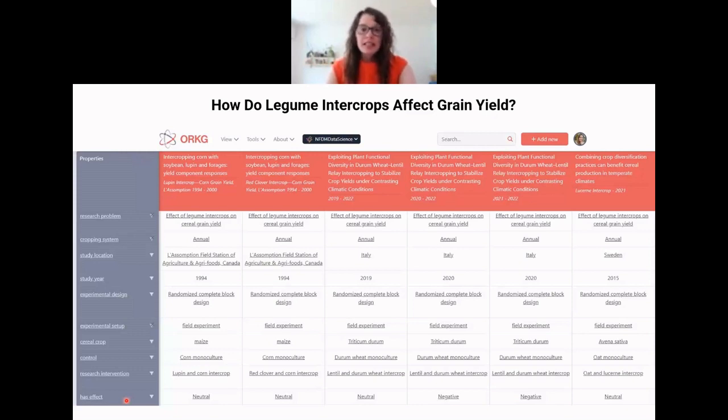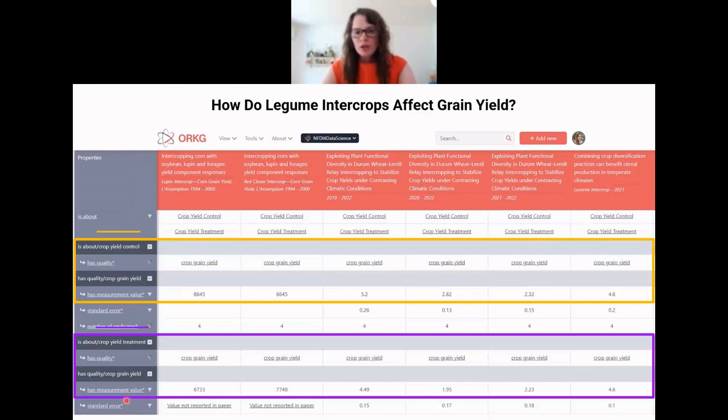And what's really neat is that not only can I easily read this as a person, but all of this data is also machine readable. And we can also look at the quantitative values associated with the yield. In purple here, I have highlighted the yield from the treatments with the legumes, and we can compare that to the data presented in this yellow box, which maps to the control, which were grain monocultures.